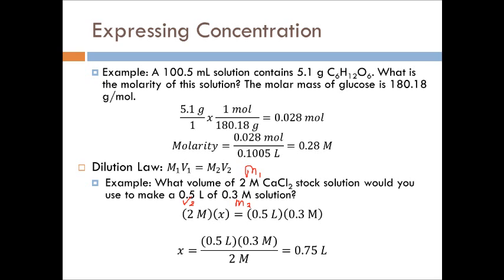So let's plug that into the equation. We do our M1, which is 2. We don't know V1, so we put X in there. And we have 0.5 times 0.3 for the right side of the equation. To solve for X, we divide both sides by 2. So we end up with 0.5 times 0.3 divided by 2, and you end up with 0.75 liters. So you need 0.75 liters of the 2 molar solution to make half a liter of 0.3 molar solution. Again, this helps you relate the molarity and the volume of two separate solutions.